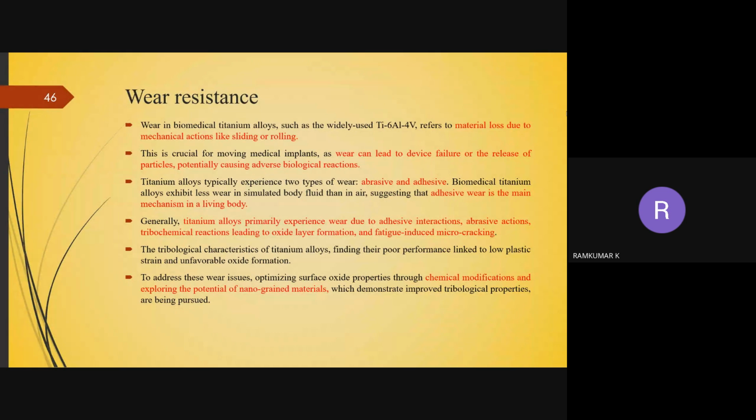The main two wear types which will take place are abrasive and adhesive. In our human body, the main wear which will take place is adhesive wear. Titanium alloys primarily experience wear due to adhesive interactions or abrasive actions or tribochemical reactions leading to oxide layer formation and fatigue induced micro cracking. These things should be controlled by optimizing the surface oxide properties using some chemical modification and using nano-grained materials.